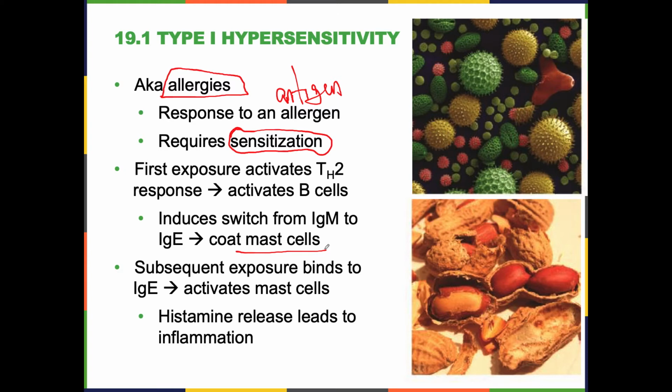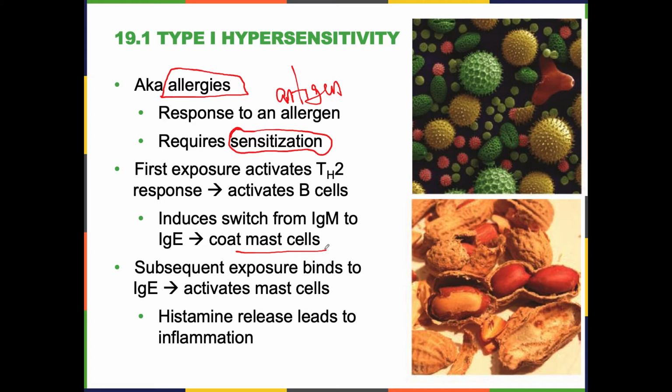We now have these mast cells that are coated in IgE, and they're primed and ready to release histamine or any type of inflammation mediator next time it sees the allergen. So with subsequent exposure, and this would be the second to a millionth time that you see it, the allergen now binds to this IgE on the mast cells, and then histamine is released. And then you get this inflammation, and the inflammation that you feel really depends on where it's happening. We'll talk about that in a second.